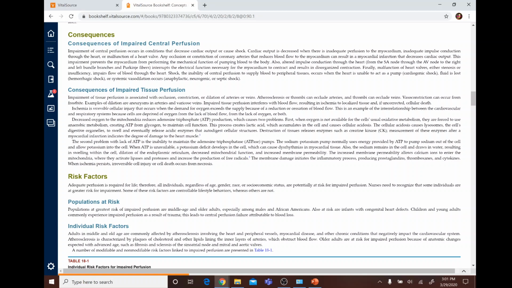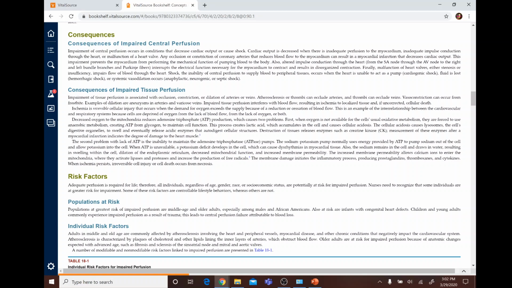This impairment prevents the myocardium from performing the mechanical function of pumping blood to the body. Also, altered impulse conduction through the heart that goes from the SA to the AV to the right and left bundle branches of Purkinje fibers interrupts the electrical function necessary for the myocardium to contract and results in disorganized contraction. Finally, malfunction of heart valves, either stenosis or insufficiency, impairs flow of blood through the heart.